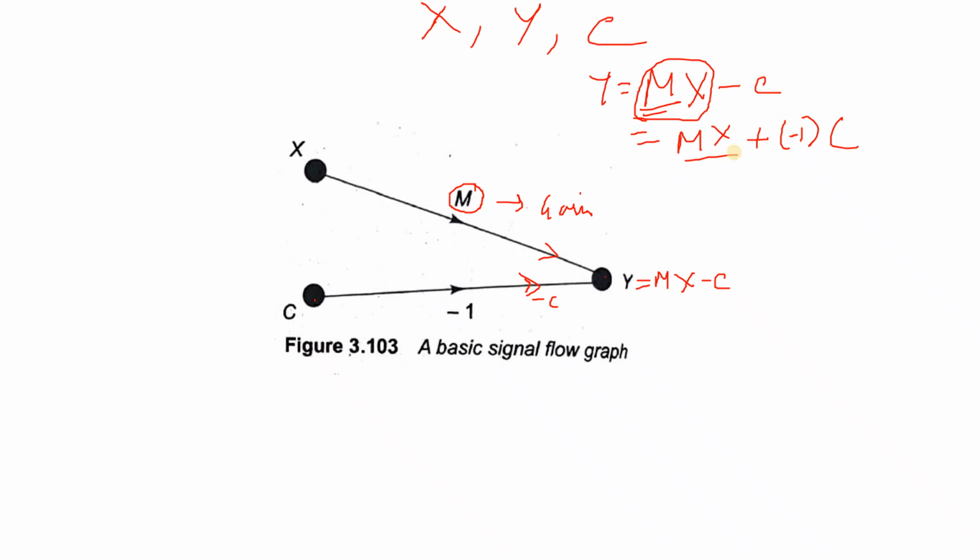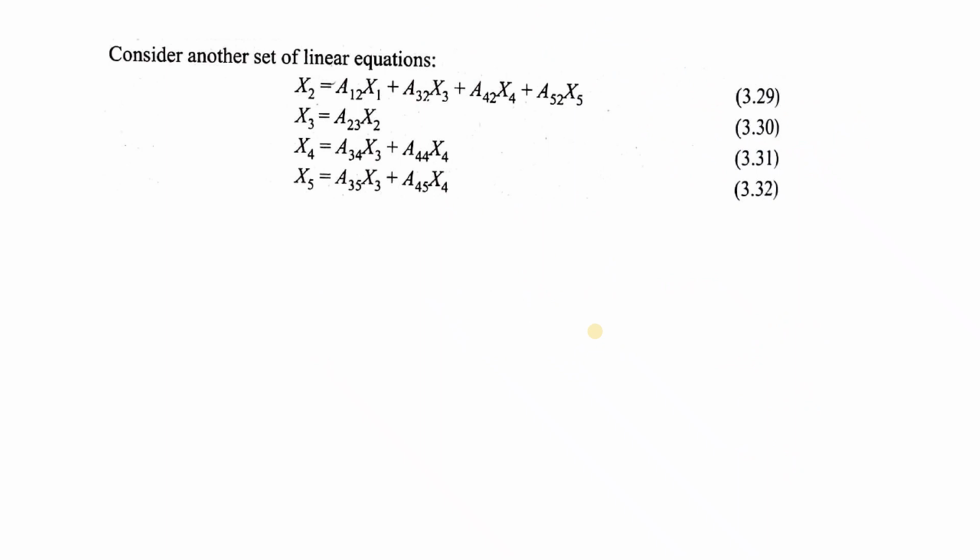Two signals are adding. One signal is mx, one signal is minus c, minus 1 into c. So x is being multiplied with m, and at another place c is being multiplied with minus 1. Both are adding. After adding, where are they going? To y. This is the summation point. So this is a very simple one.